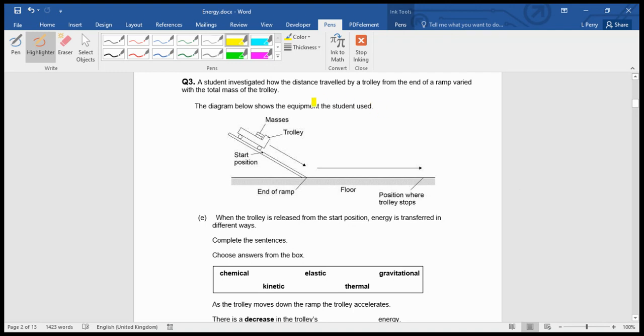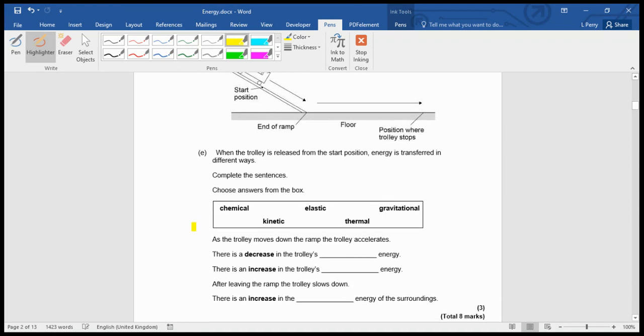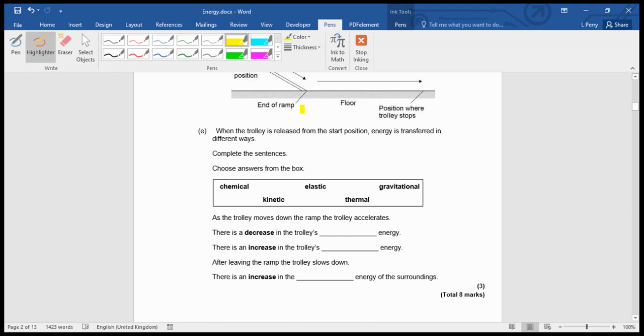Now, this next one. A student investigated how the distance travelled by a trolley from the end of a ramp varied with the total mass of the trolley. And then we've got a diagram of what they were doing. I'm skipping straight to part E. Parts A, B, C, and D made you do energy calculations and talk about forces and things like that. So when the trolley is released from the start position, energy is transferred in different ways. Complete the sentences, choose answers from the box.